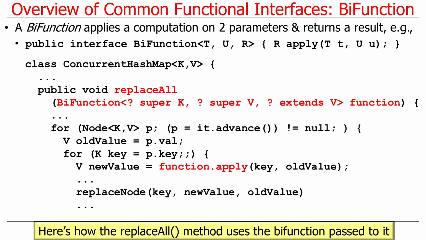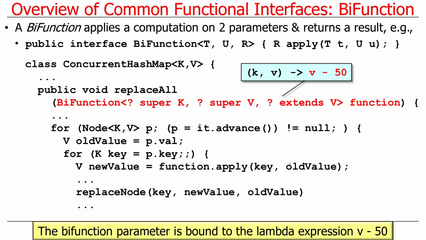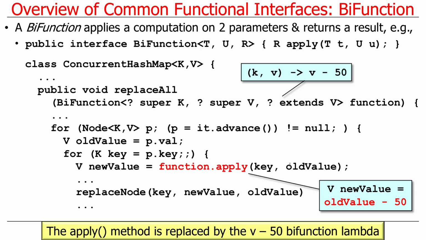I'm not showing you the atomic part here. It's a little beyond the scope of the discussion, but I'm just showing you how the Java 8 code is used. So here's the lambda expression that gets passed in to this replace all method as a function. Here, when apply gets called, it's basically taking old value and subtracting 50 and updating new value. That's the side effect or the effect it has. And that's basically how that method works.